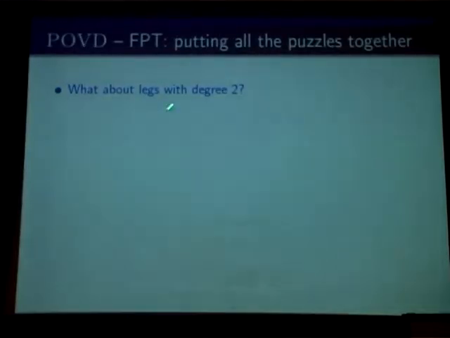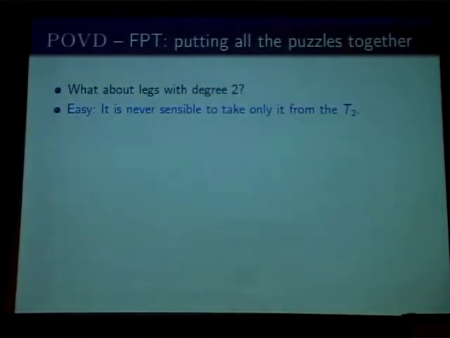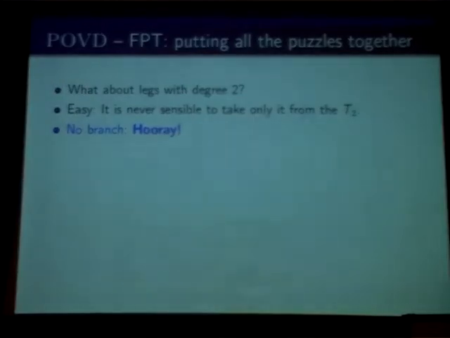So what about this uncommon example of legs with degree 2? It is easy to observe that it is never sensible to take only this midpoint of this leg of degree 2 as the only vertex from the solution from this whole T2. If there exists a solution which takes only this vertex, then there exists also a solution that takes the end of this leg in which the vertex is contained. So we can delete this branch. We don't branch over this vertex because if there is a solution that takes only this vertex, it will be also found in another branch.